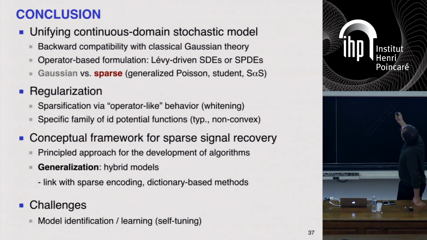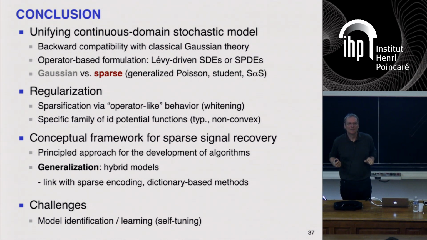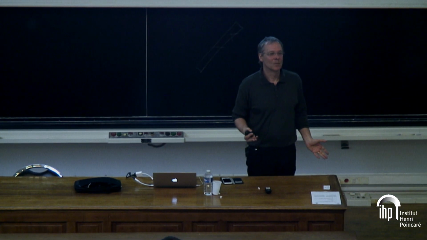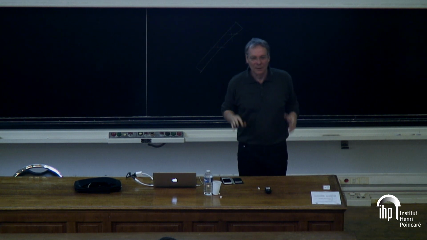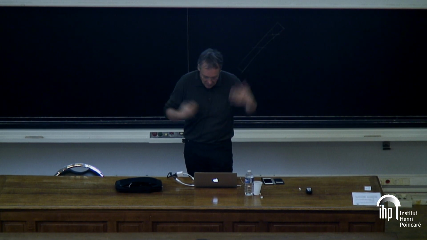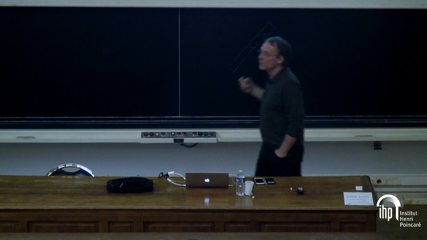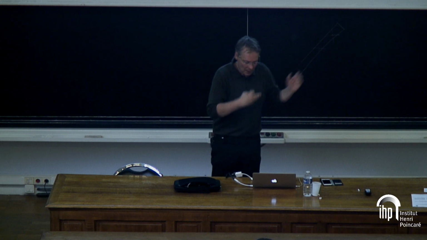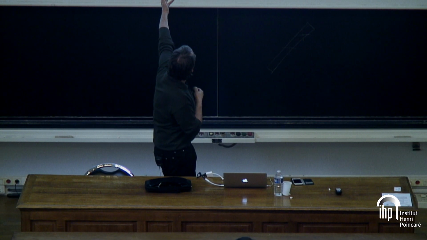And then actually what we also have is the potential function. The potential functions depend on the Lévy exponent. And they may or may not be convex. Actually, all the sparse ones are non-convex. It's like the TV is just the one at the frontier, and all the others which are more heavy-tailed are non-convex, but you can still run algorithms and they converge to something. Maybe it's not the global, but at least a local optimum. I think it's an interesting conceptual framework for sparse signal recovery, because it's a principled approach that will tell you which algorithms to use. Okay, it's like, for example, the maximum a posteriori. And the generalization is this hybrid model.